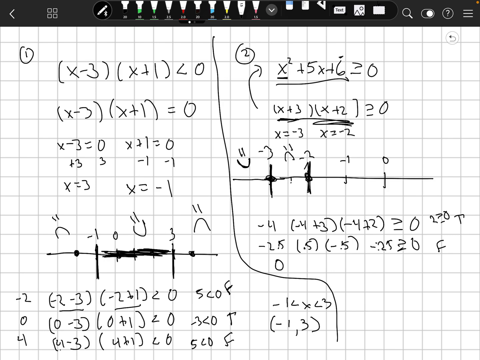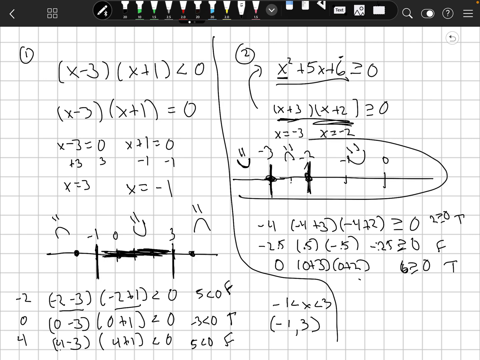Okay, last one, we're going to plug in 0, so we end up with 0 plus 3 and 0 plus 2. So 3 times 2 is 6. Is 6 bigger than 0? Yes, it is. That's a true statement. So 6 is bigger than 0. True statement. So I'm going to put a happy face right there.